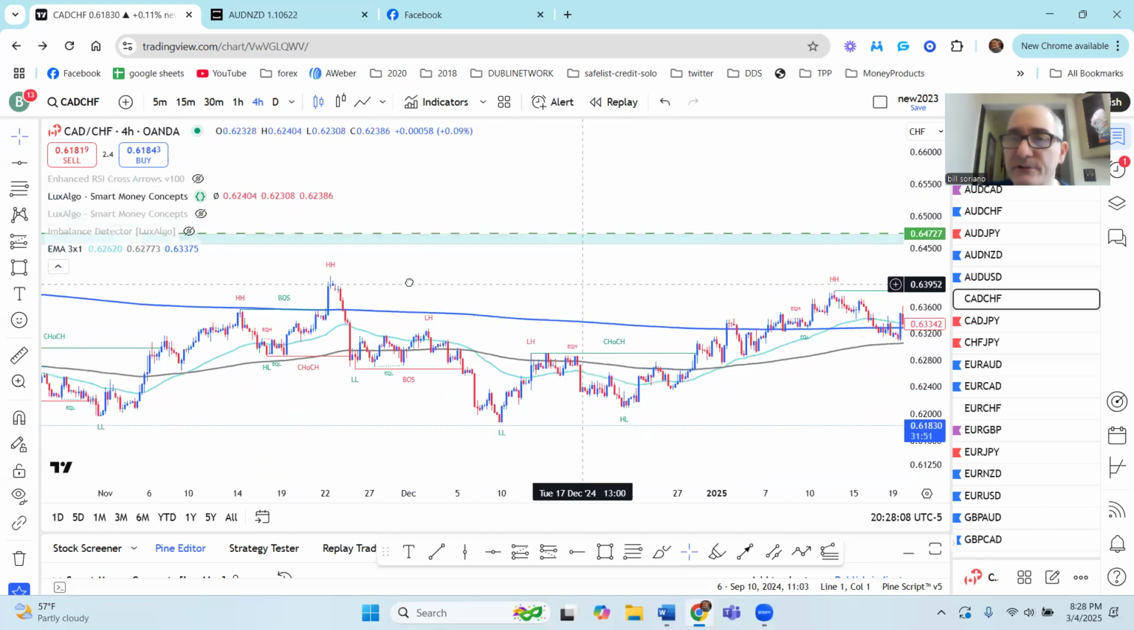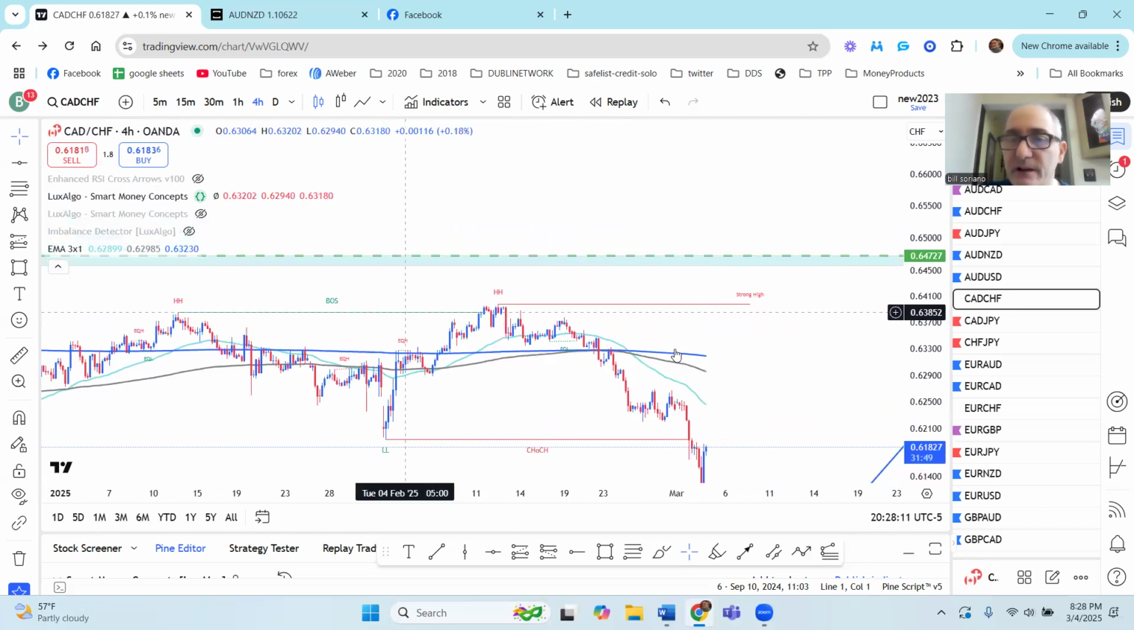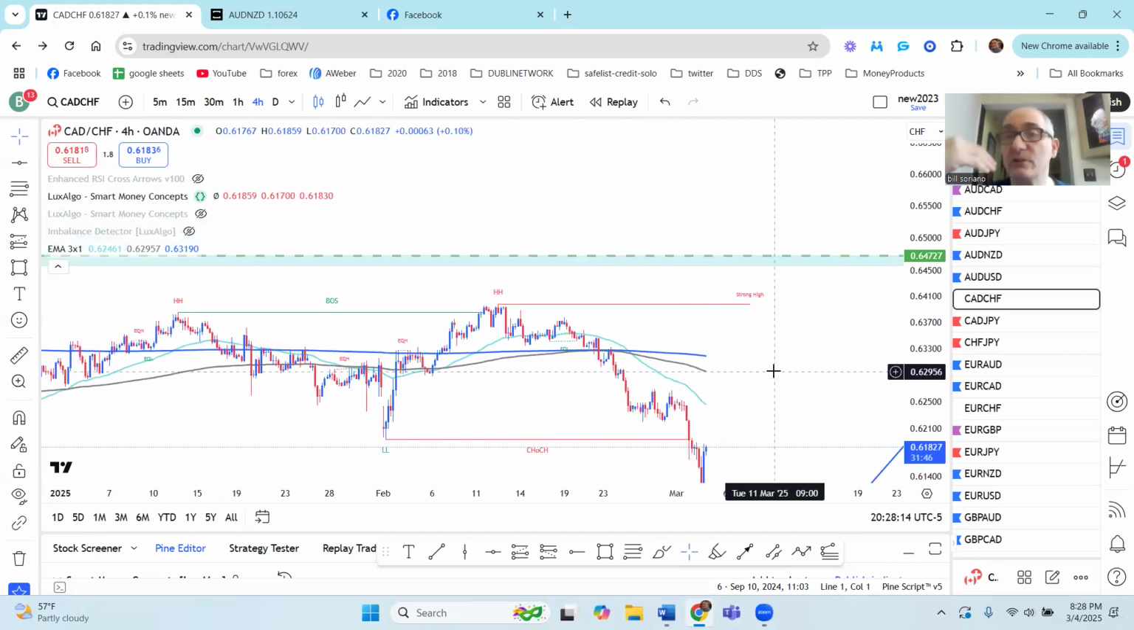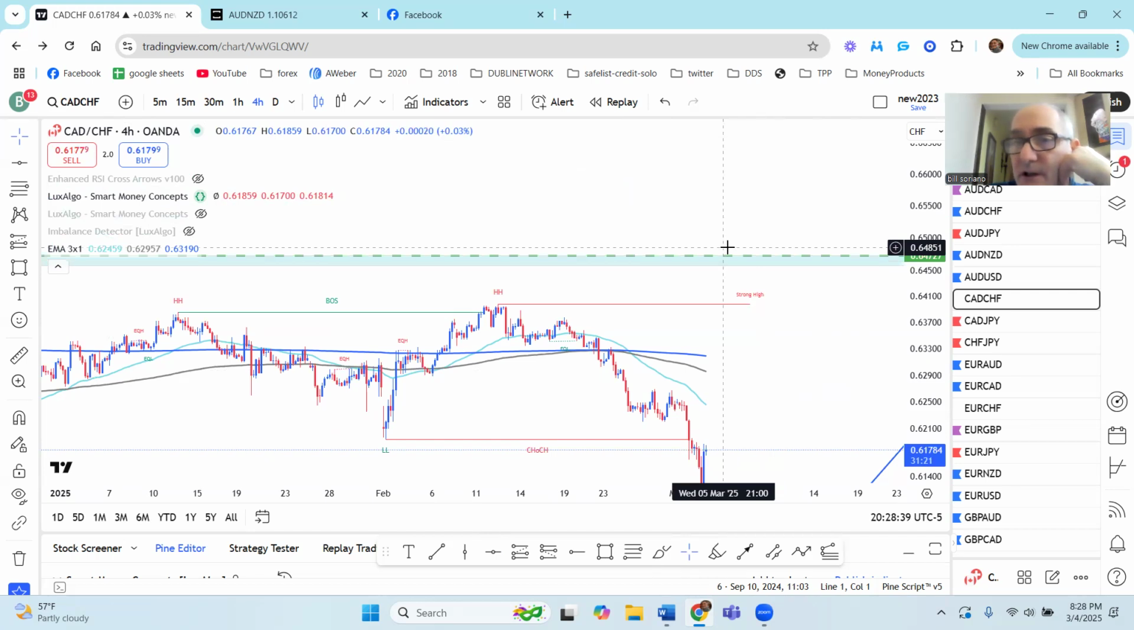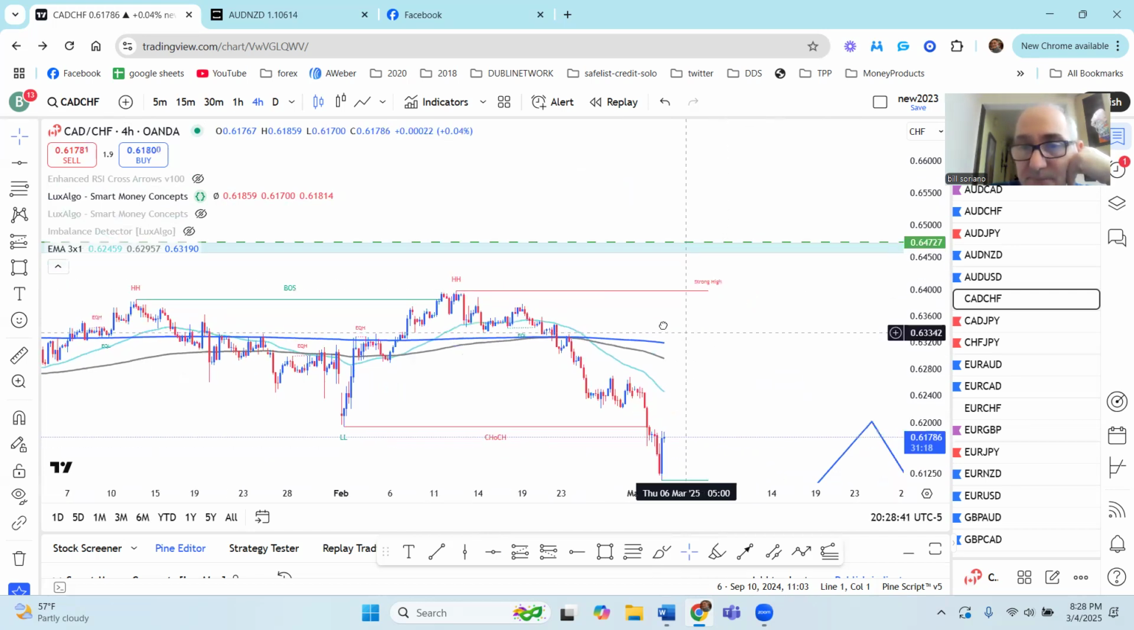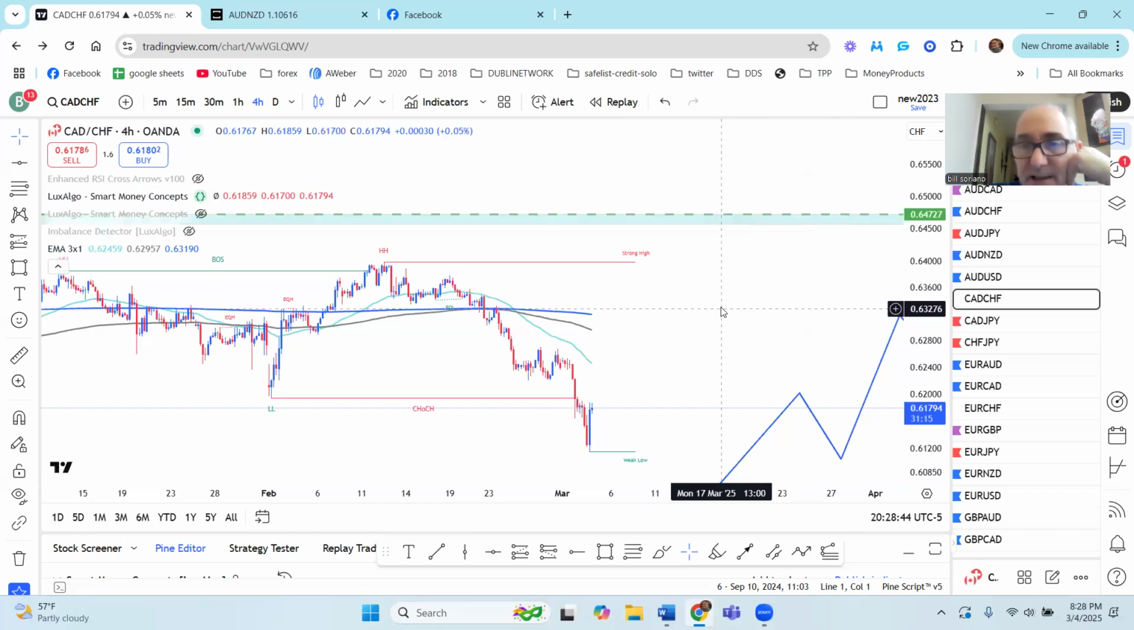Not all change of characters are valid, because if the change of character occurs because there was liquidity sitting in the area, equal highs, right? Or equal lows, or there's an imbalanced 4-hour supply or demand zone above or below your change of character area, okay? So that's why you would have to wait for it to get up to there to have a valid change of character, because we're going to expect price to come up to there and react down.